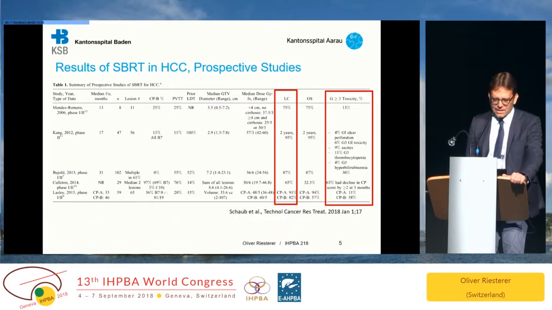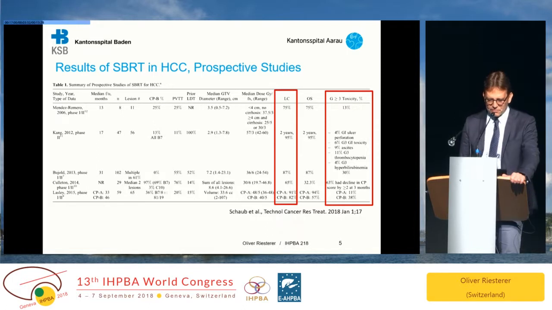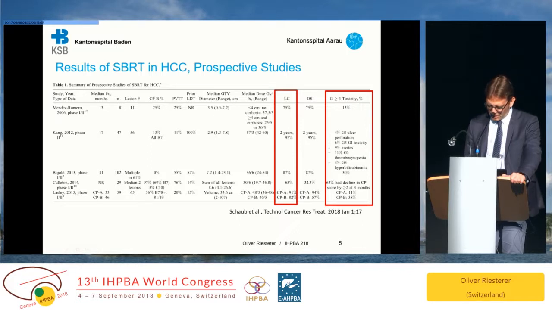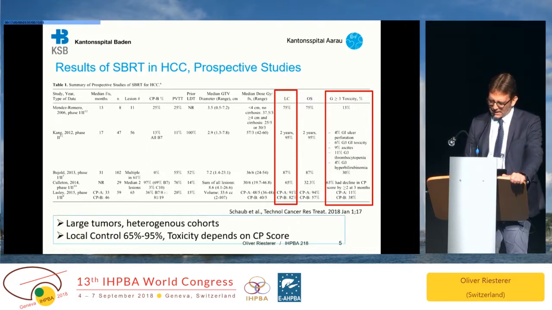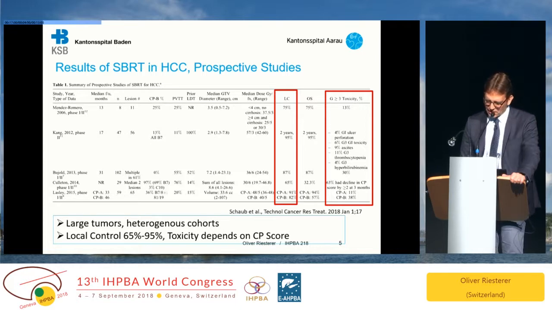And this is a summary of prospective studies. Clearly it's much fewer studies, only 5 prospective studies. The patient numbers are very small in these studies. So this is more a picture of real life. A very heterogeneous study population, and here the local control rates were a little bit less, ranging from 65 to 95%, and also the toxicity is shown here.